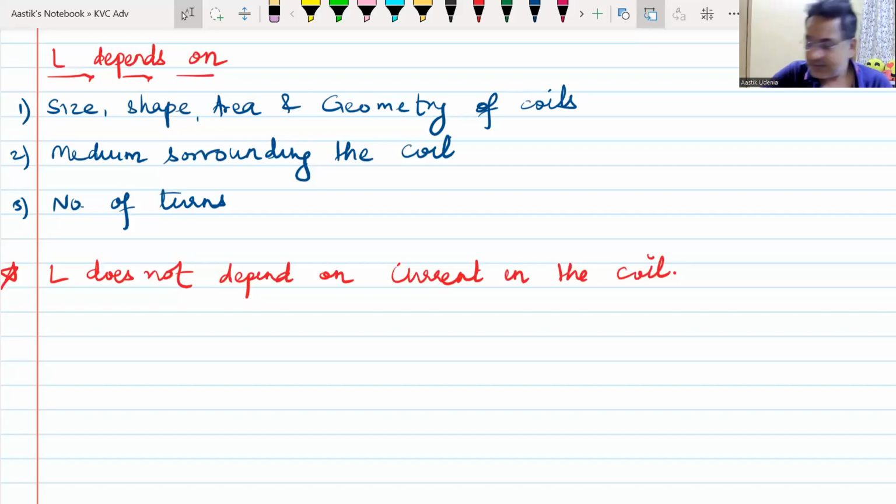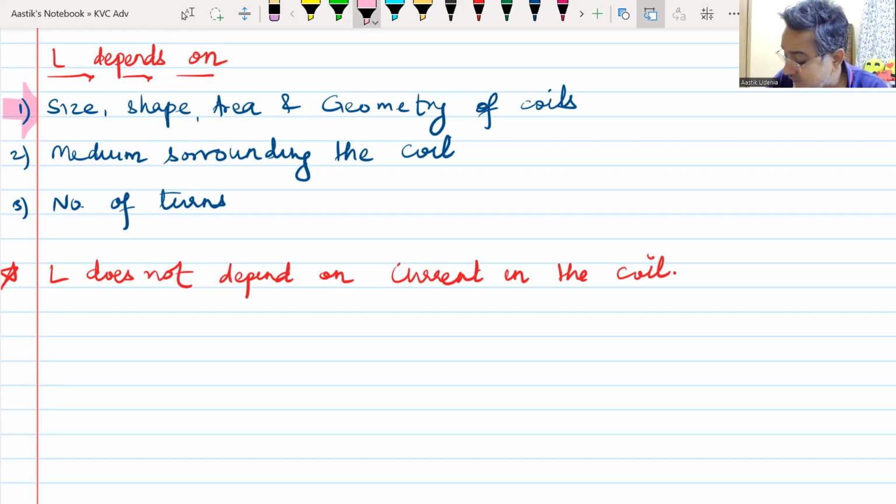Then we come to the next case: on what factors does the self-inductance, or coefficient of self-inductance, of a coil depend? Well, it depends on three factors. The first factor is the size, shape, and geometry of the coil. If the coil is big, the coefficient of self-inductance will be more. Whether it is a square, rectangular, circular or triangular shape, it will be different, because it depends on the area and geometry of the coil.